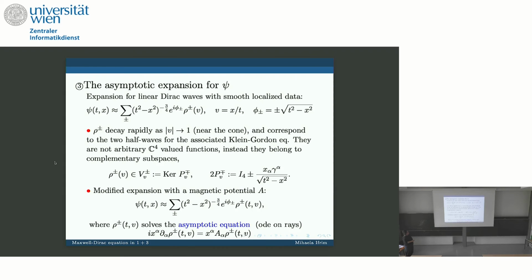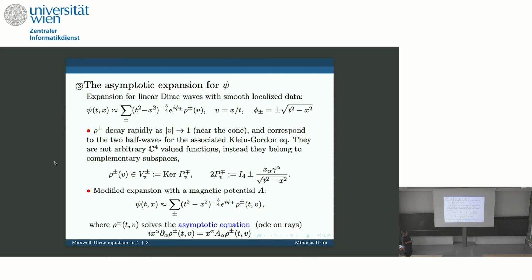This is the phase that is easy to get. And now this rho plus minus is going to decay rapidly as the velocity goes to 1 near the cone. And I'm going to make this comment. This corresponds to the half waves that are associated to the Klein-Gordon equation. And so they are not arbitrary functions in C4. They actually belong to these subspaces that are derived by these projections that I wrote in here, which have a kernel, and those are belonging to those kernels.